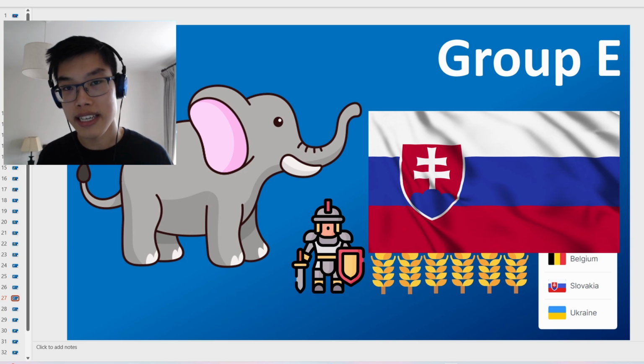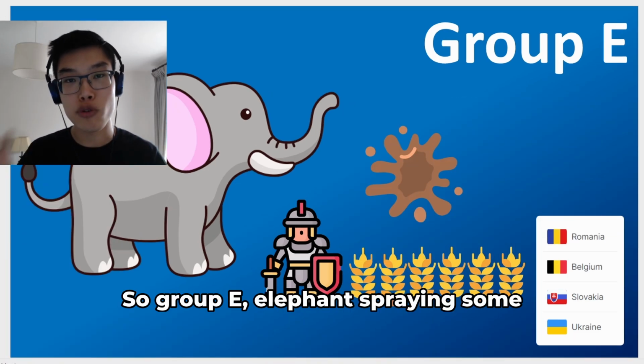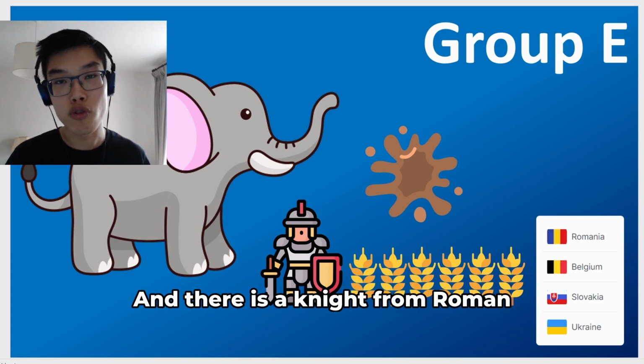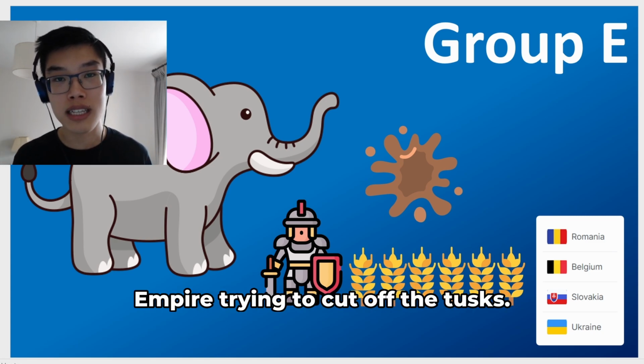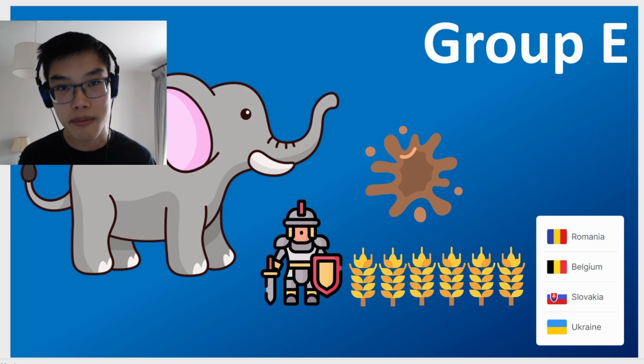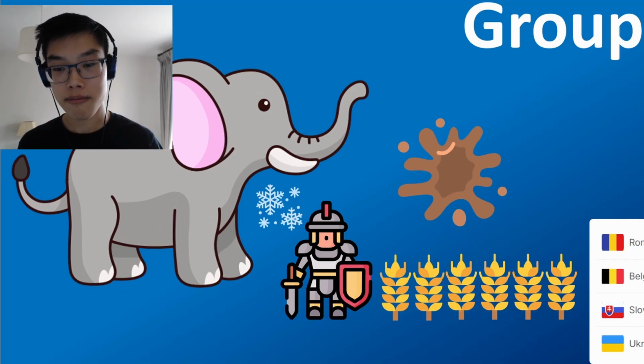Snowflakes, Slovakia. So Group E, elephant spraying some chocolate sauce, Belgium, onto a wheat field, Ukraine, and there is a knight from Roman Empire trying to cut off the tusks, and they only get some snowflakes, Slovakia. Oh, I forgot to add some snowflakes. Here we go.